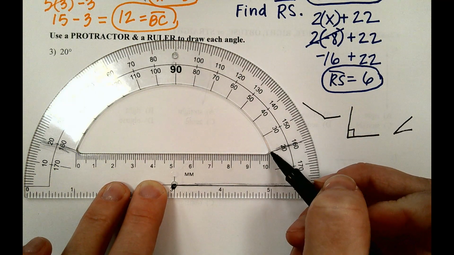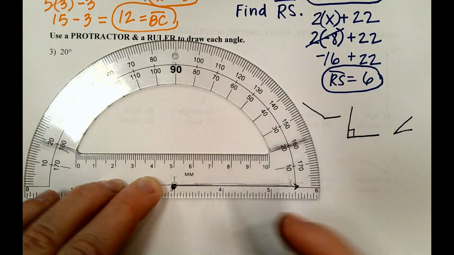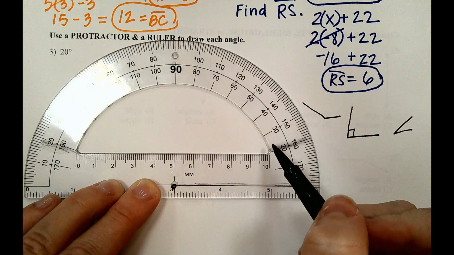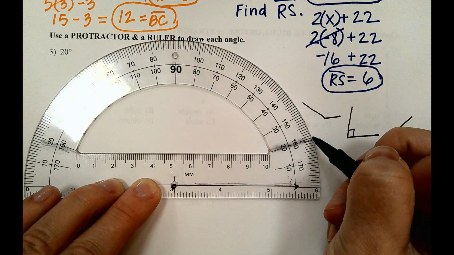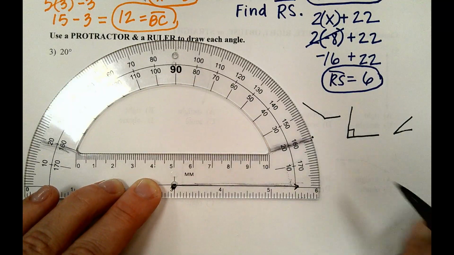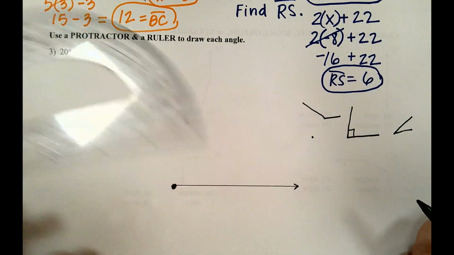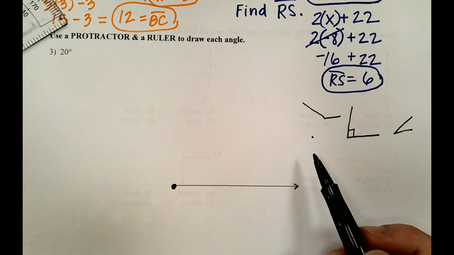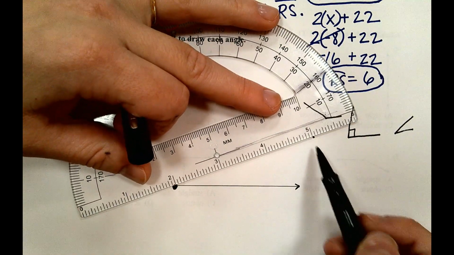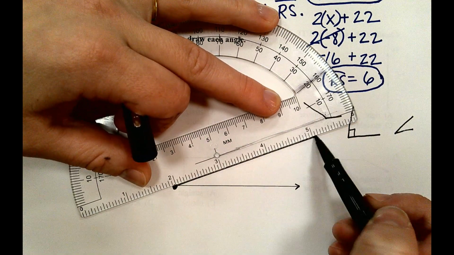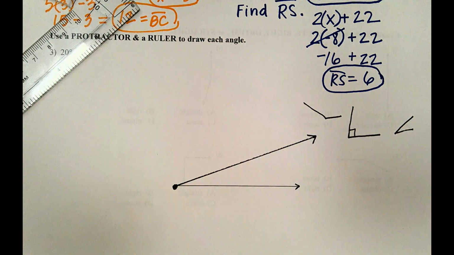So to make that angle, leave your protractor all lined up, and we can just make a little mark. Follow that line out to the end and put a little point here. And then when you move it away, I have a guideline. I'm going to connect these dots. And that is a 20-degree angle.